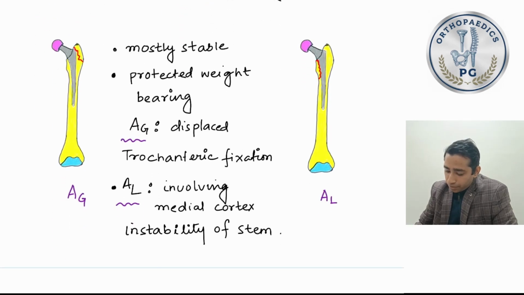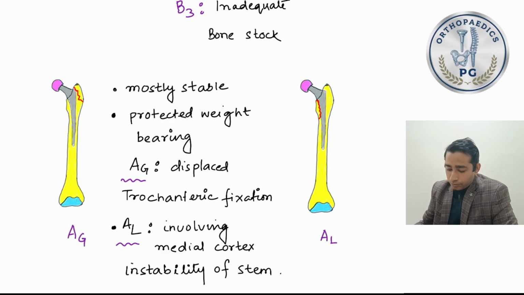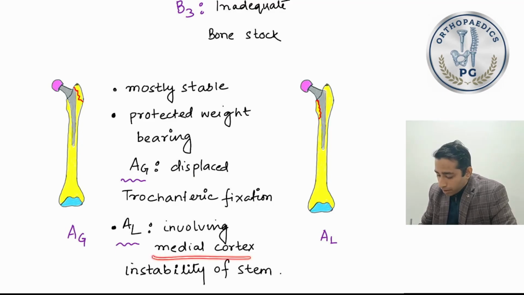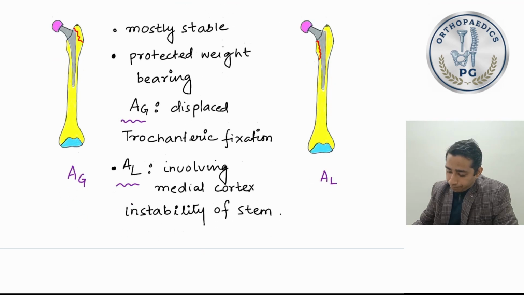Coming to the treatment, in type A, it is mostly stable and the treatment is protected weight bearing for around 6 weeks. If the greater trochanteric fracture is displaced, trochanteric fixation is done. In lesser trochanteric fracture, surgery is only indicated if it involves the medial cortex, causing instability of the stem.